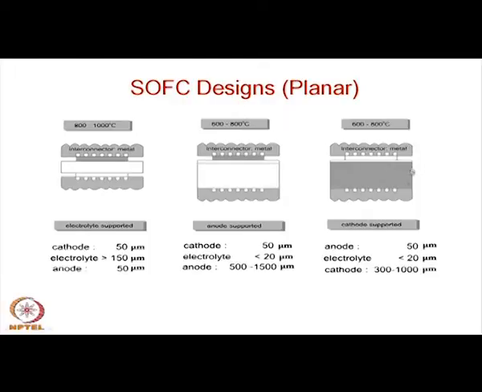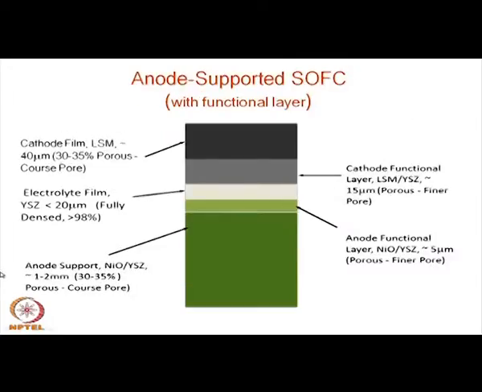So, the construction is different and one has to seal these areas so that the gas is allowed only through the channels, either this channel or that channel, and does not come out. There will be some sealant, a glass sealant, used to seal the interconnect with either the anode or the cathode. So, these are the different designs for the planar structures.